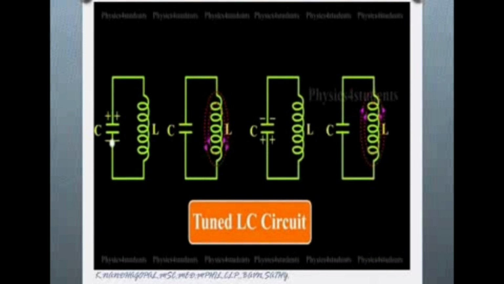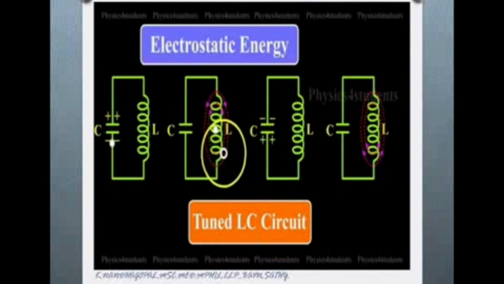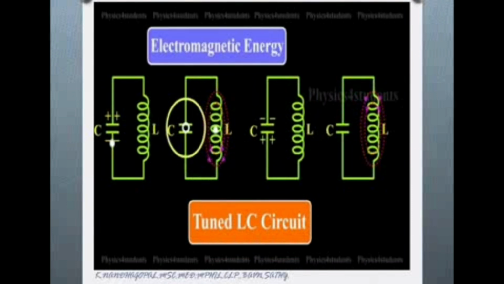Initially, we give the energy to the capacitor. What will happen? When energy is given to the capacitor, it discharges and the current passes through the inductance. Then the inductance produces a magnetic field. When the capacitor discharges, current flows through the inductance and produces the magnetic field. So now the electric field is converted into a magnetic field in the inductance. That is the electrostatic energy. Now the capacitor becomes zero, and all the energy has been transferred.